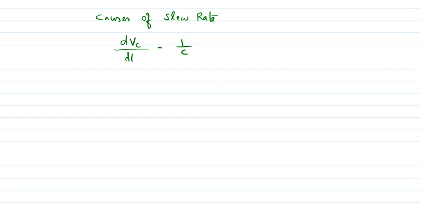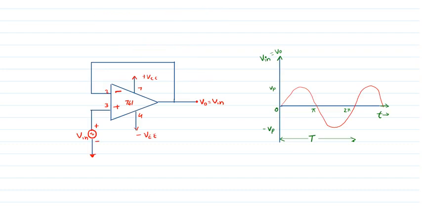So next we will discuss the slew rate equation. For the slew rate equation we can consider the voltage follower circuit, so that is drawn here. This is the voltage follower circuit.